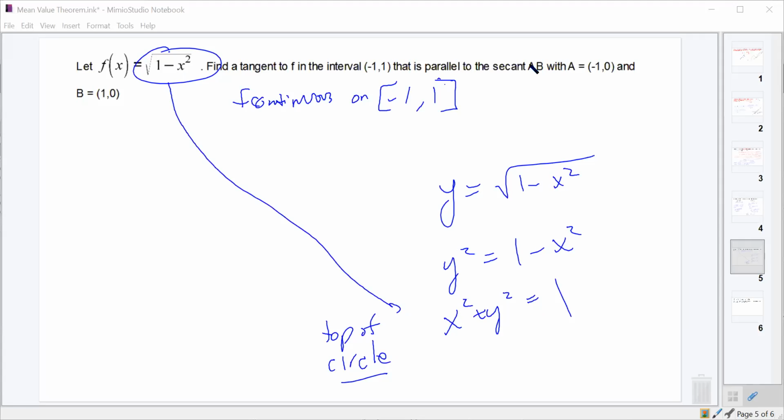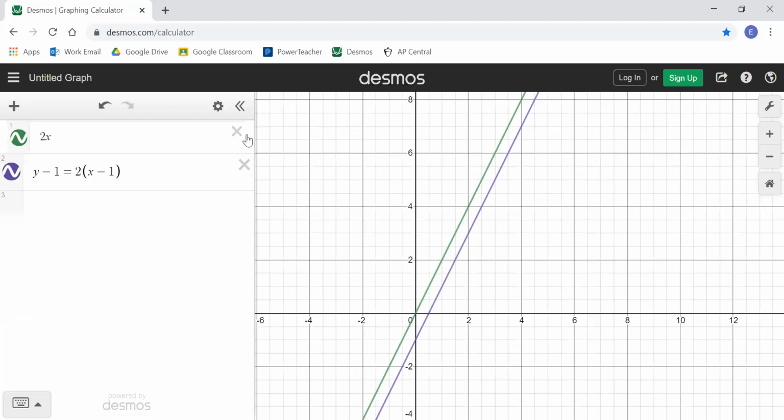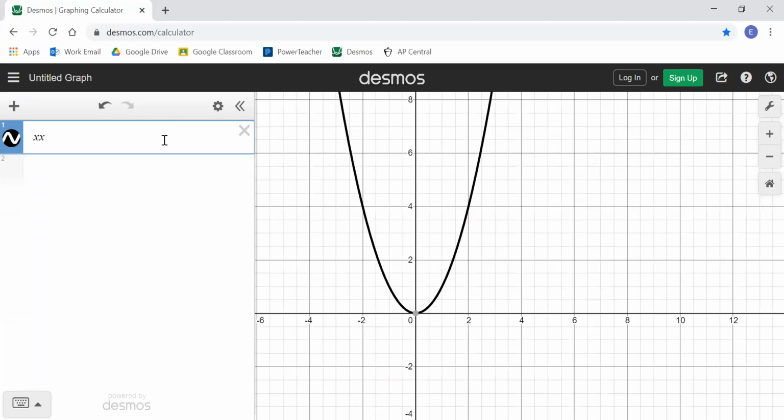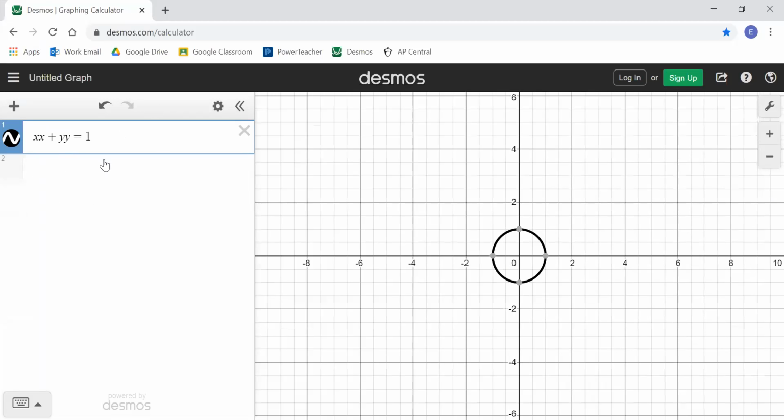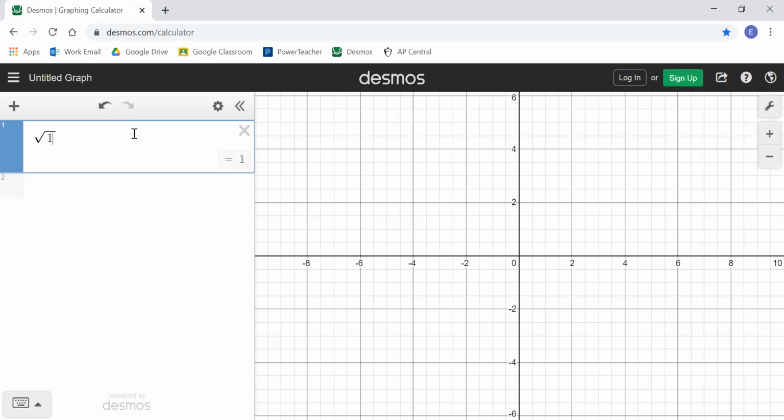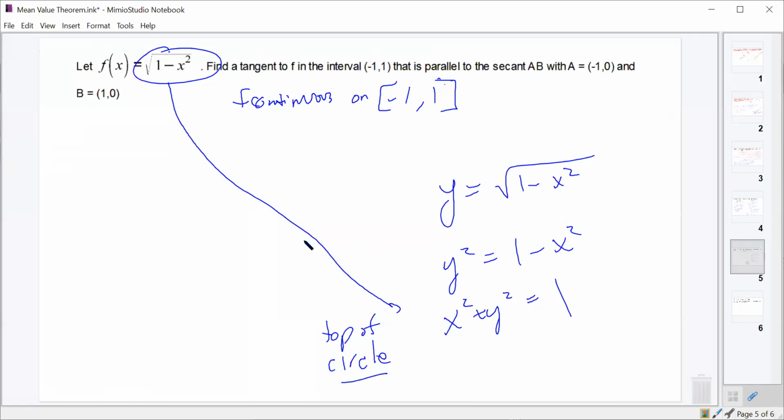So just to show you guys right here, we know that x squared plus y squared equals 1 is just a circle, centered at the origin with a radius of 1. And if we have square root of 1 minus x squared, that's just the top part of the circle. And throw a negative in front, it is the bottom part. Good or no? Everybody's good there? Yes. All right.